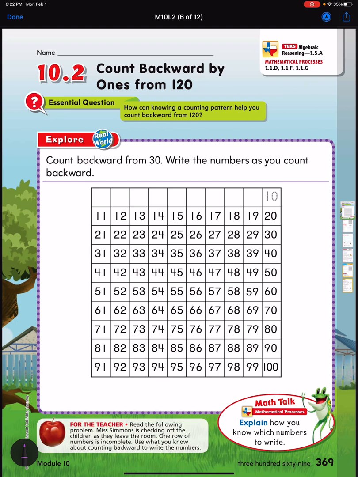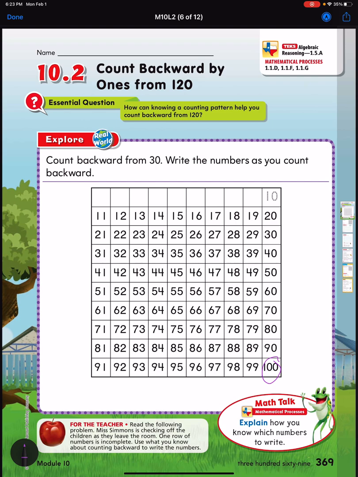So we have a hundreds chart. I know because it ends with the number 100. And it says here, my question is, how can knowing a counting pattern help you count backwards from 120? My problem down here at the bottom reads, Miss Simmons is checking off the children as they leave the room. One row of numbers is incomplete. Use what you know about counting backward to write the numbers.